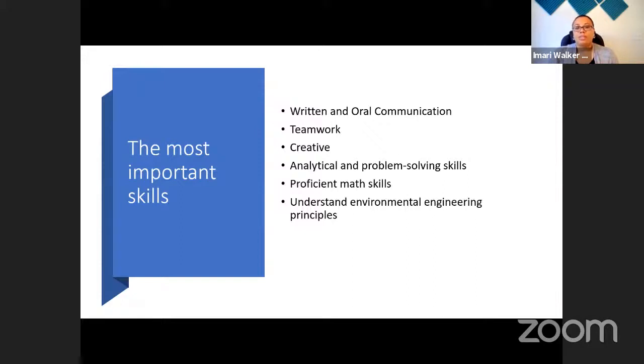And so yes, you have to be good at the math that is required for handling these environmental engineering issues. It's not that you need to be good at all math, it's that you need to be good at the math that's important for environmental engineering.